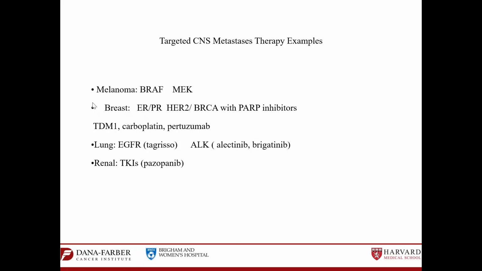For breast cancer, there are some targeted therapies that work well, like TDM1, and carboplatin as chemotherapy would take care of some of the brain metastases. Pertuzumab, which is anti-HER2, and some of the PARP inhibitors in BRCA positive patients. You cannot imagine, I did see one of the patients on PARP inhibitors. It's really beautiful, it's just like all the brain metastasis fades out. Okay, and there is a case report on that. I can share that with you.